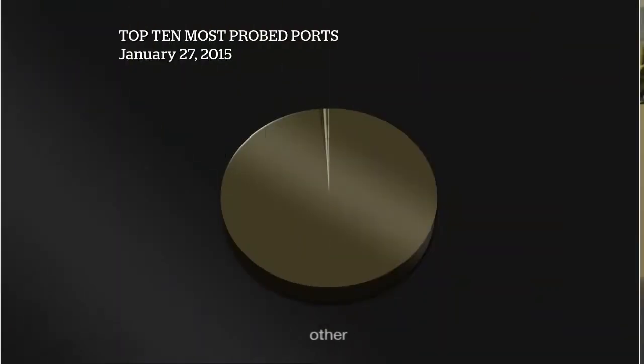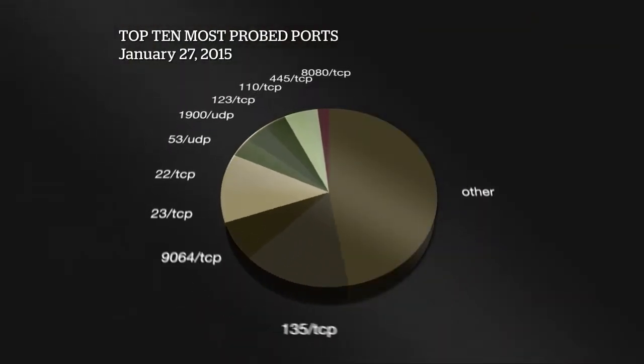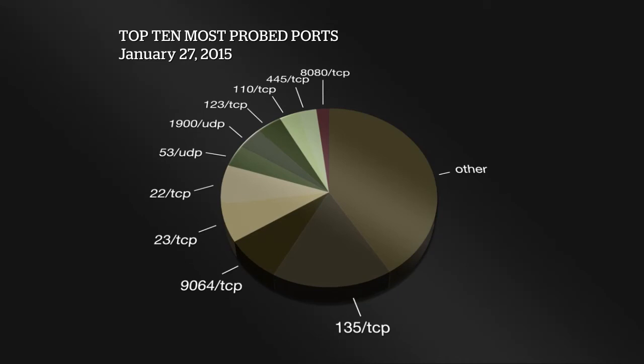Next item here is top 10 most probed ports, and we've been seeing this activity fairly consistently for the last several weeks here. Top one on the list, port 135 TCP. This is associated with some really kind of strange activity we've seen. Next item is 9064 TCP, which is a proxy port, and then followed by port 23 TCP and port 22 TCP.